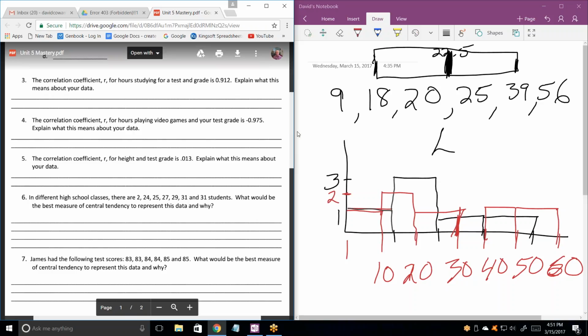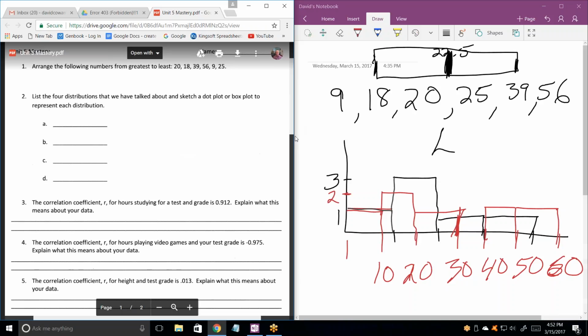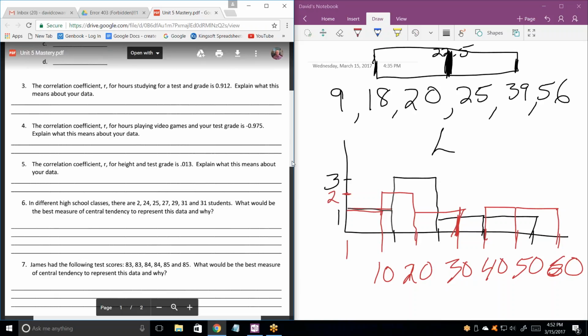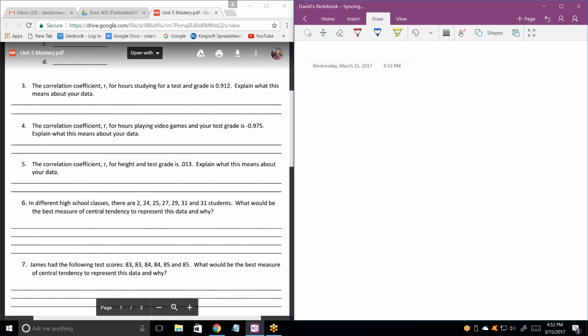Let's see, that one was nothing to do with 3. 3 is a totally new problem. If you have a correlation coefficient of 0.912, what does that mean about your data? I didn't really know how to answer this one.